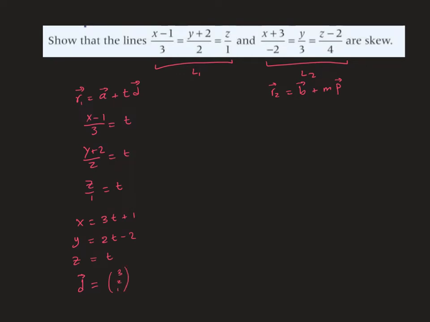Now if we do the same for the second line, we're going to get, let's do that in a different color, (x plus 3) over minus 2 should be m, y over 3 should be m, and (z minus 2) over 4 should be m. So what that means is x is minus 2m minus 3.